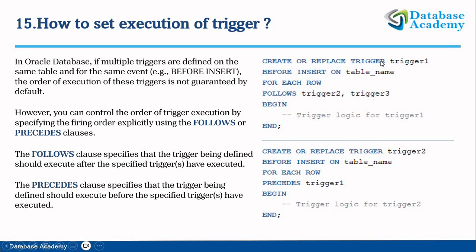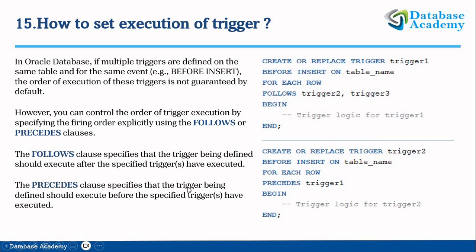Here you can see that while creating trigger 1, we say it follows trigger 2 and trigger 3. So trigger 1 will execute first, then trigger 2 and then trigger 3, if we have a similar event on a table. You can control the order of trigger execution by specifying the firing order explicitly using the FOLLOWS or PRECEDES clause. The FOLLOWS clause specifies that the trigger being defined should execute after the specified trigger has executed. So once this is executed, then only 2 and 3 will execute.